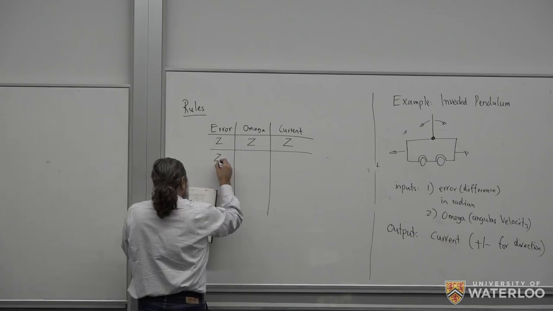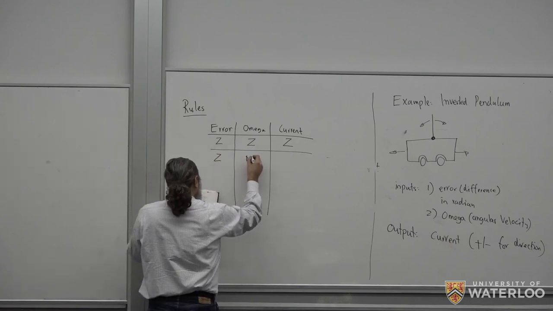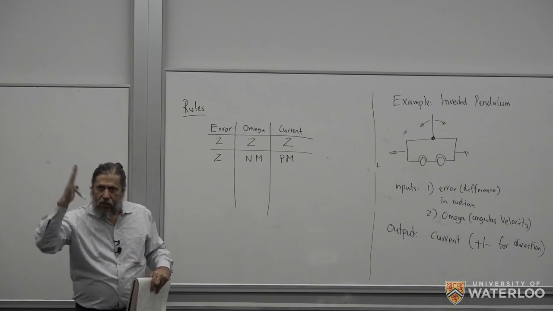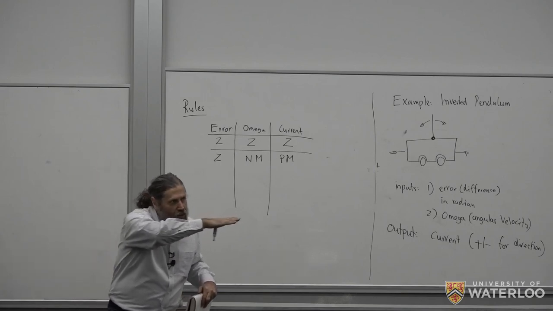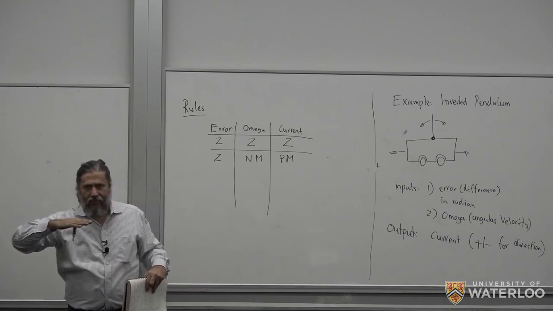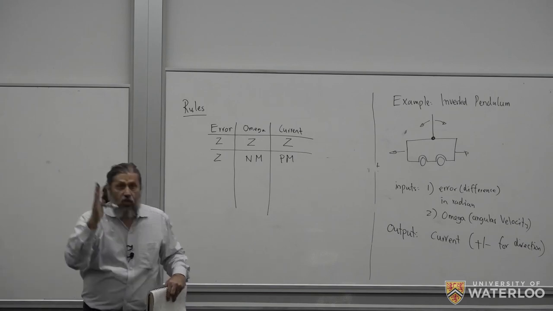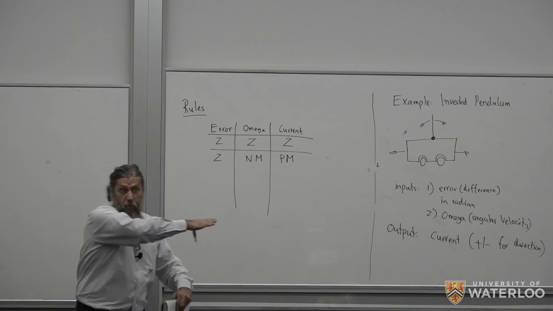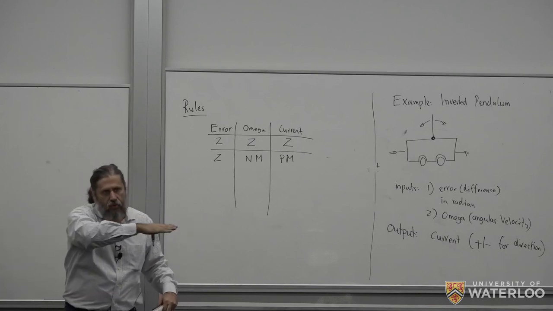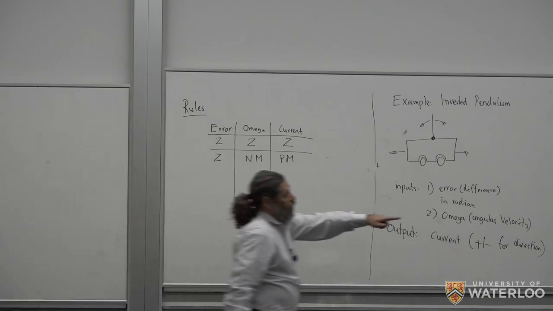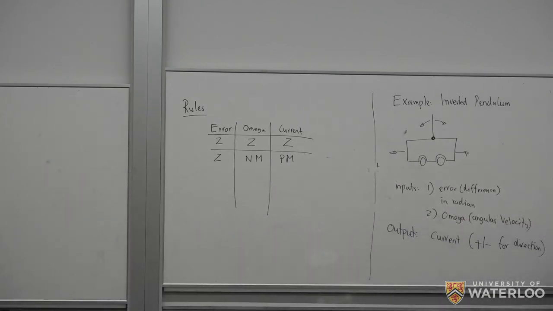If the error is zero and the omega is negative medium, then current should be positive medium. So it's falling this way, you have to go in the opposite direction with appropriate level of current. So if it is falling fast, you have to push. If it's falling slow, you have to push a little, which we will control with the level of ampere. So is it 5 milliampere or 10 milliampere? In which direction?